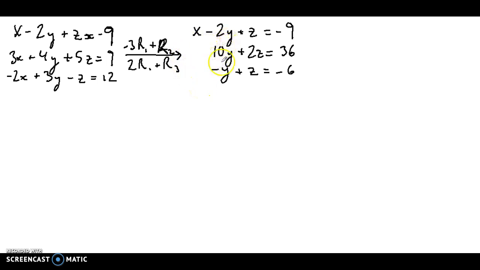Our next goal is to get a 1y in this spot. And I could multiply this entire row by 1/10, but then we're left with a 1/5 z and, let's reduce that, 18/5 over here. That's a little ugly. Is there a better way? In this case, yes. This y already has a coefficient of almost 1. It's negative 1 instead of 1. But that's close enough. So we're going to swap these two rows.